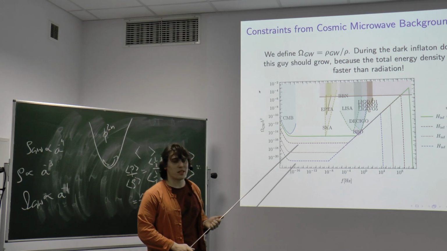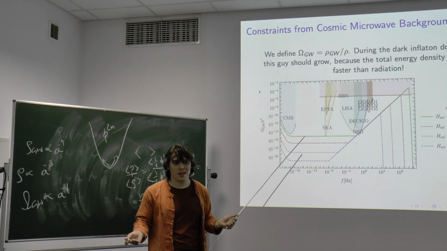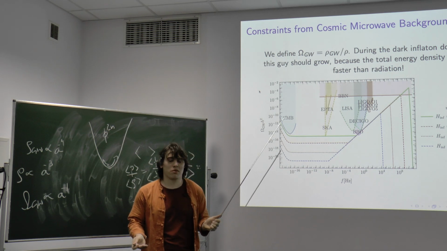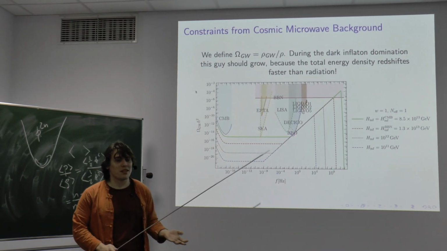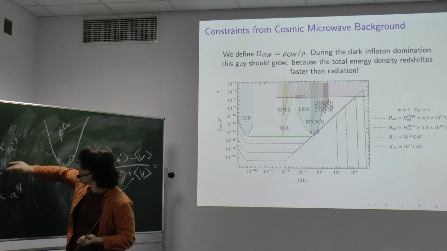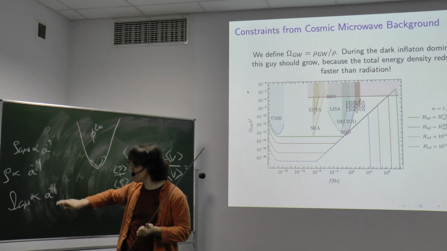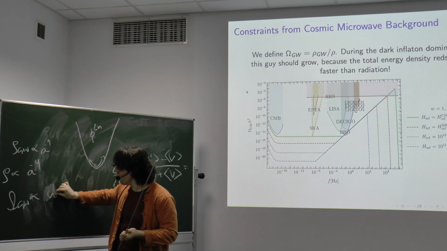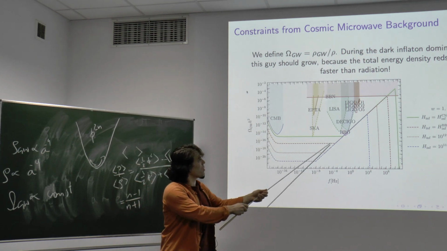What can happen to them is they can evolve in radiation domination. So dark matter, for instance, is a physical field which dominates the universe. And let's say you have radiation. Radiation redshifts exactly like gravitational waves. So this should be constant. So this is this part of the spectrum.